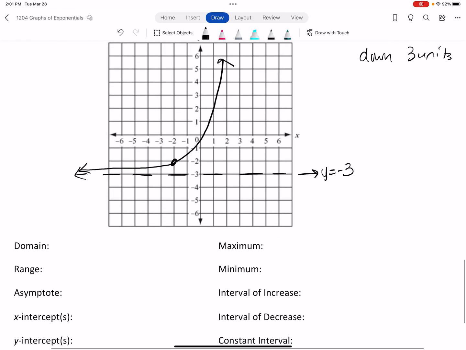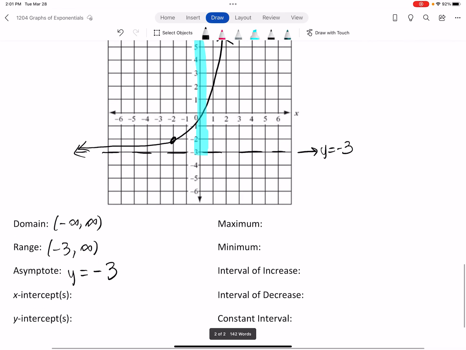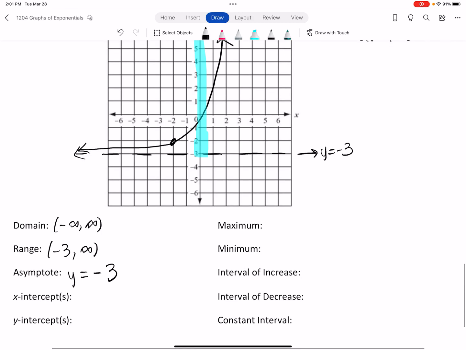So let's answer some questions about it. What's the domain? Well, the domain didn't change, negative infinity to positive infinity. The range did change, though, because now the bottom of this function is at negative 3 instead of 0. So negative 3 to positive infinity. The asymptote is at y equals negative 3. The x and y intercepts, they're kind of hard to see from this picture. We'll use our graphing calculator to figure that out, so we'll do that in a second. Maximums and minimums, there are no maxes, there are no minimums. Remember, maximums look like this, minimums look like that. I don't have any of those in this shape.